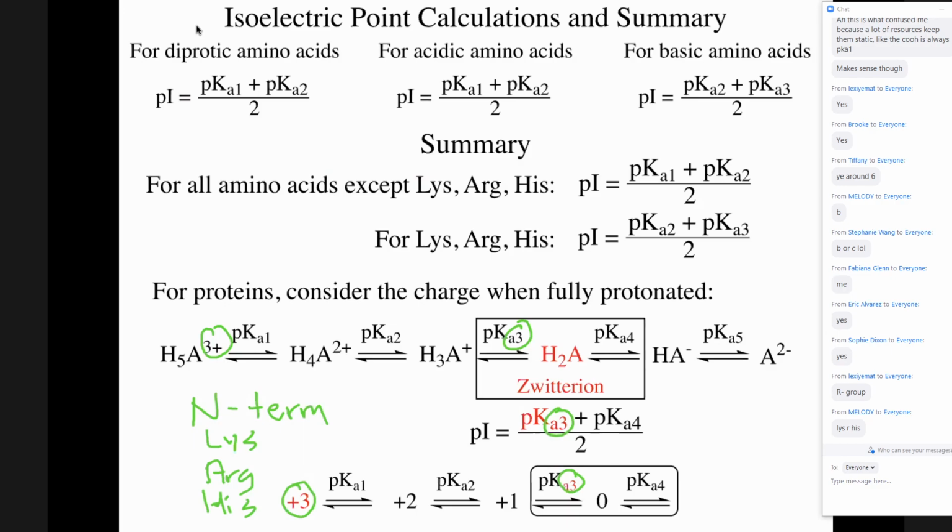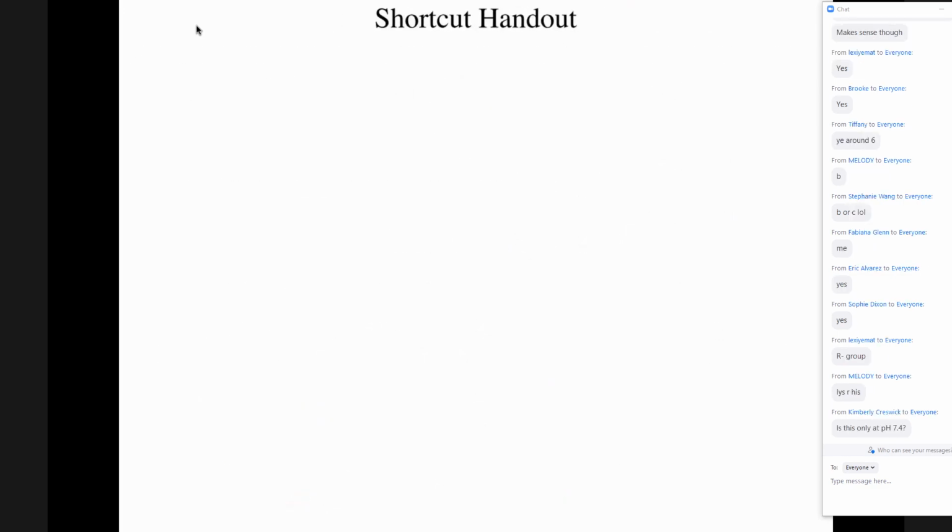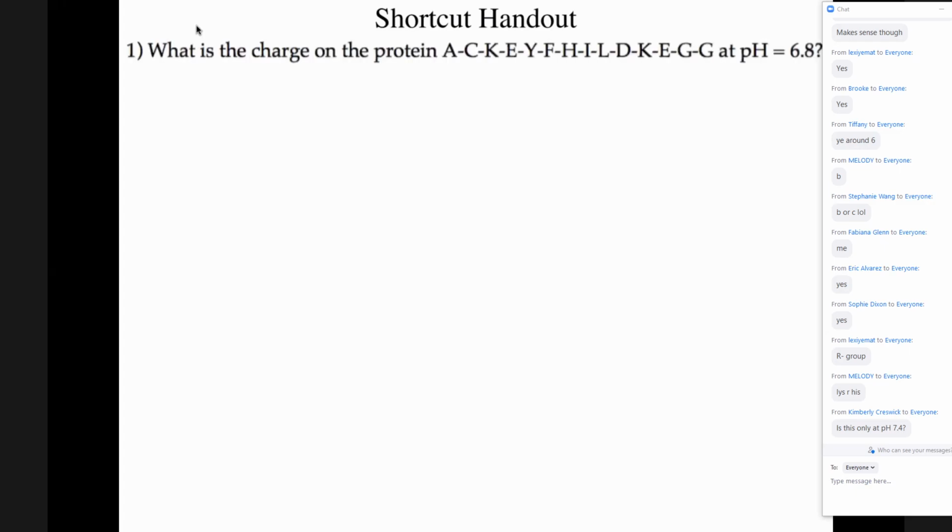Important. Okay, I'm going to apply this specifically to the shortcut handout. And shortcut handout basically means that in the handout, there's a shortcut. There's 2 questions in there. I want to pick up on one that we did yesterday, and then I'll come back to isoelectric point. But again, there was a question, what is the charge on a given protein at a certain pH? No, this is not at pH 7.4. I'm actually assuming pH of 1.